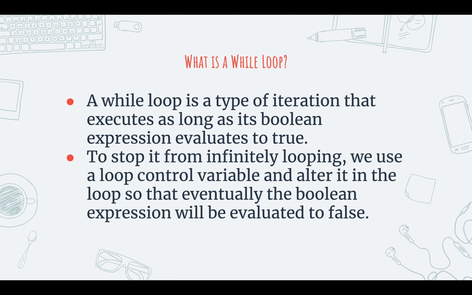turns false. To stop it from infinitely looping, we have to implement some type of loop control variable that alters the loop or the Boolean expression, which allows the Boolean expression to eventually be evaluated to false. Because if it's constantly being evaluated to true, then the loop will constantly execute because the Boolean expression is still true. And it will only end when that Boolean expression evaluates to false.